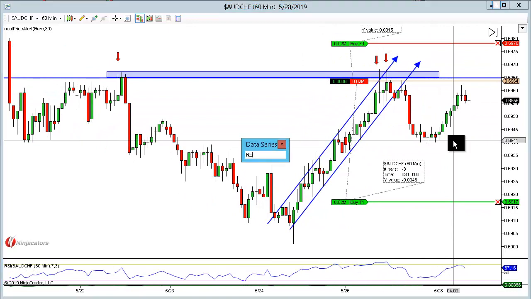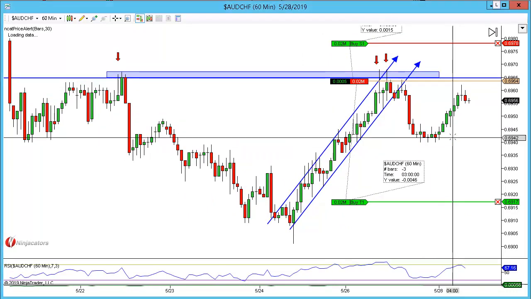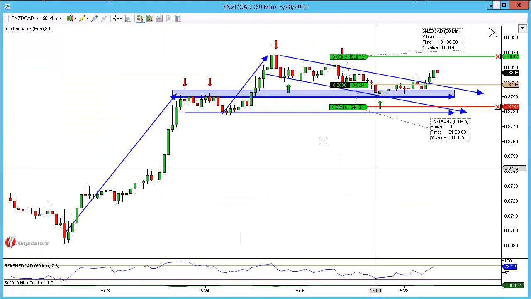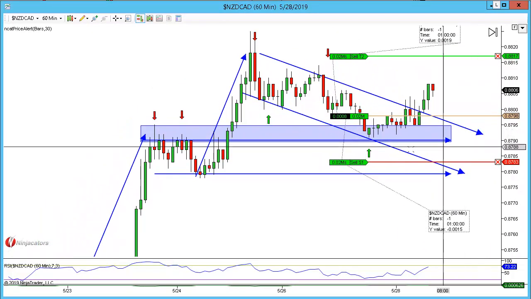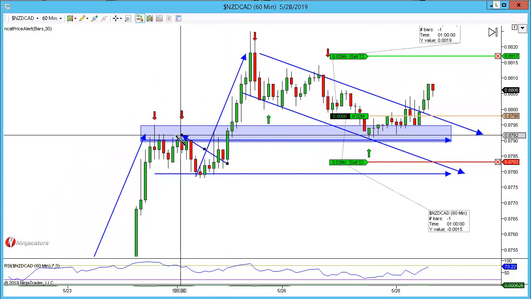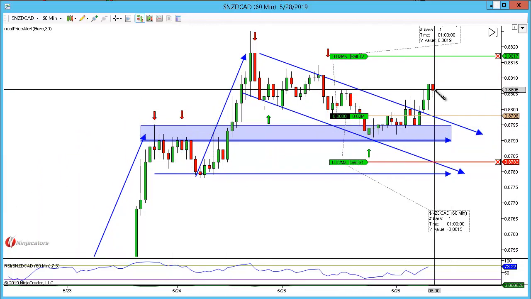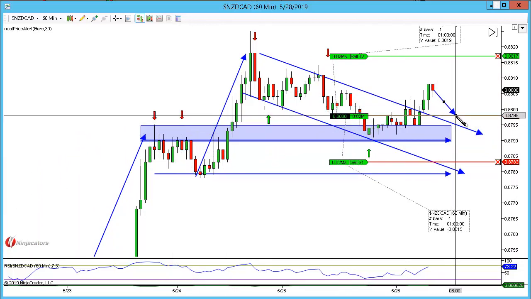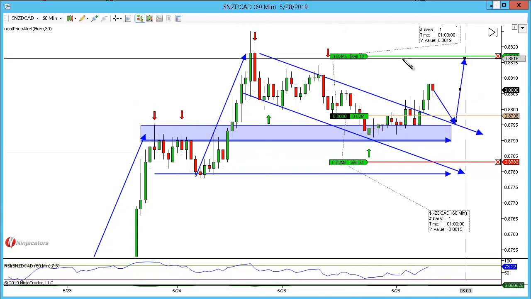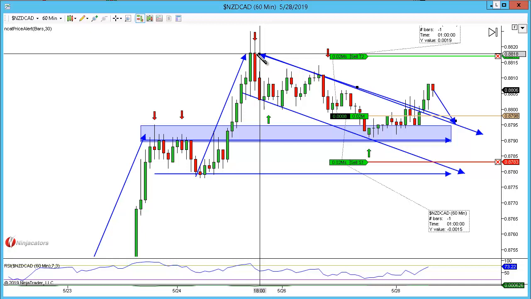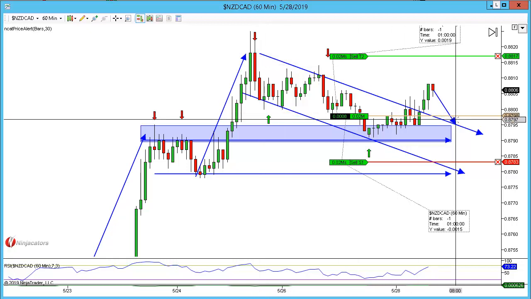New Zealand CAD, coming to the end of the currency pairs now. New Zealand CAD, this was the flag pattern I spoke about in the last video, coming into the outside return. I would now wait for a pullback to this trend line and then get involved, and then look at playing for targets at a retest of the structure highs.